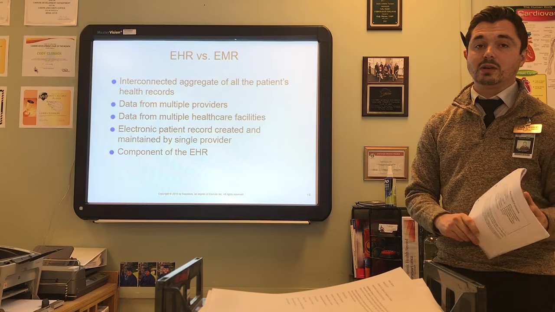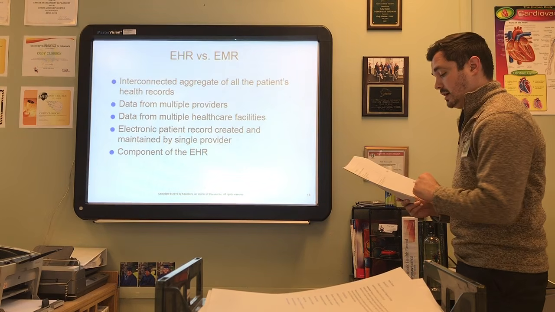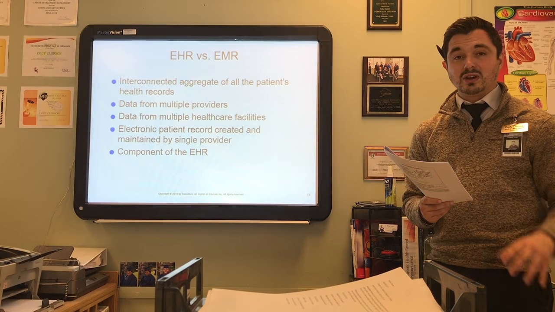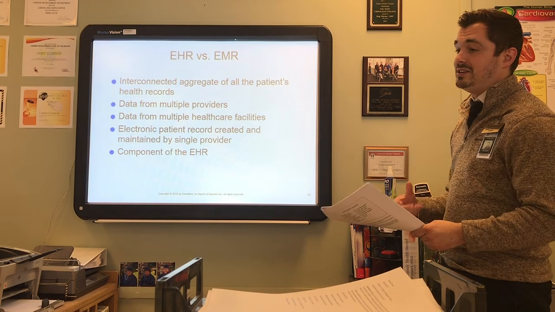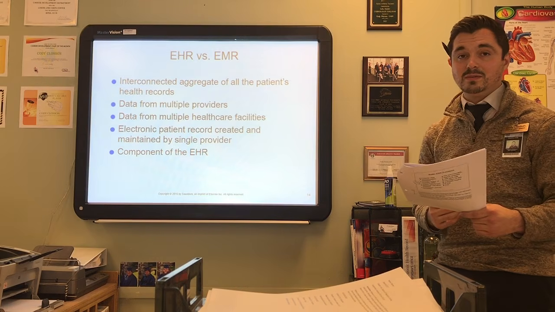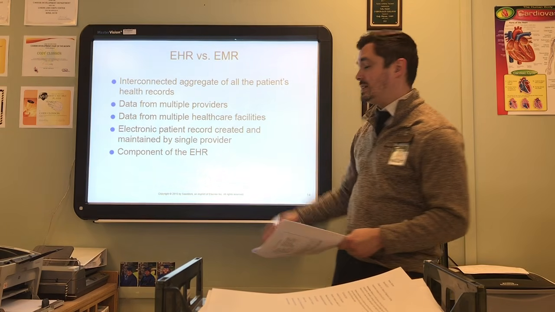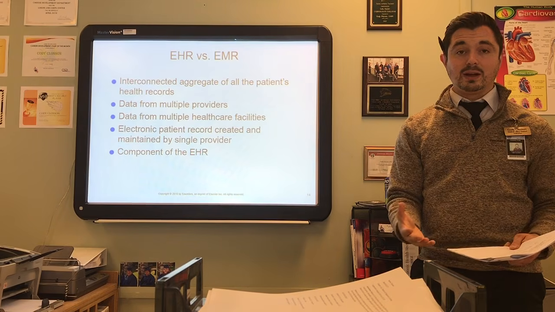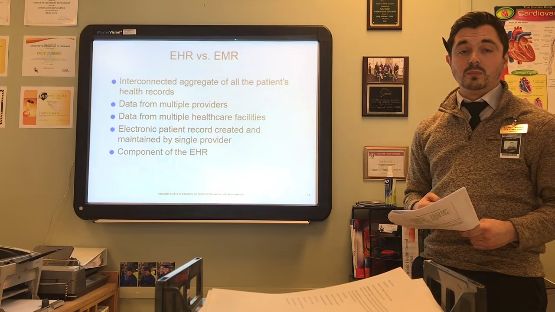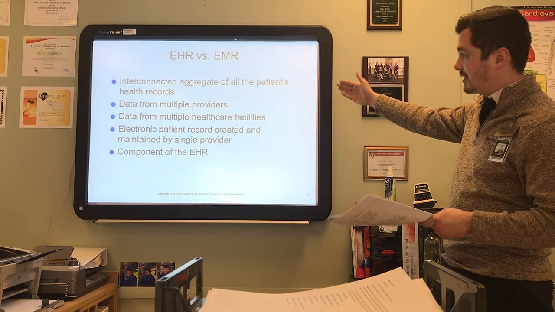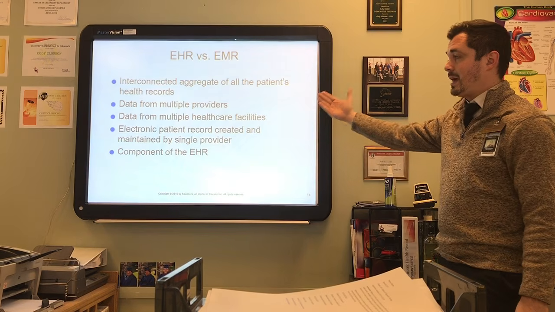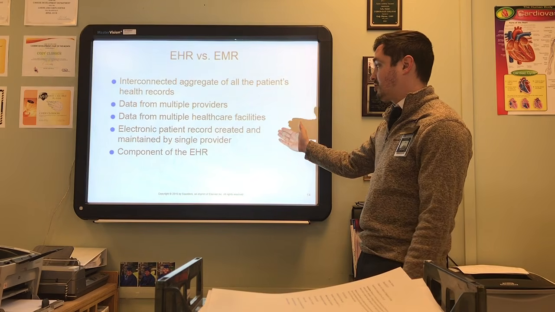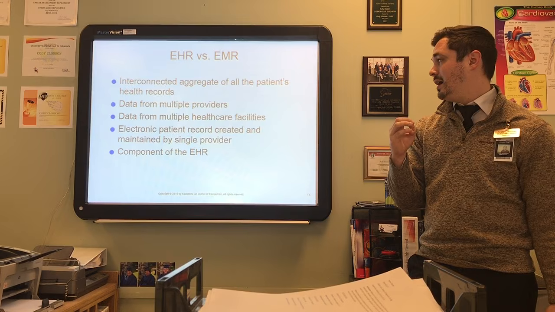Now, there is a difference between electronic health records and electronic medical records. All right? So the terms EMR and EHR tend to be used interchangeably, however, there is a difference. So if you were trying to explain this to somebody who has never heard the difference, the easiest way to do that is to say that an EMR system is the electronic patient record created and maintained by a single provider, where an EHR system is an interconnected aggregate of all the patient's health records, so it's everything and it can be shared to multiple sources. All right, so the EHR system is an interconnected aggregate of all patients' health records. It has data from multiple providers and multiple healthcare facilities, where the EMR system is the electronic patient record created and maintained by a single provider.